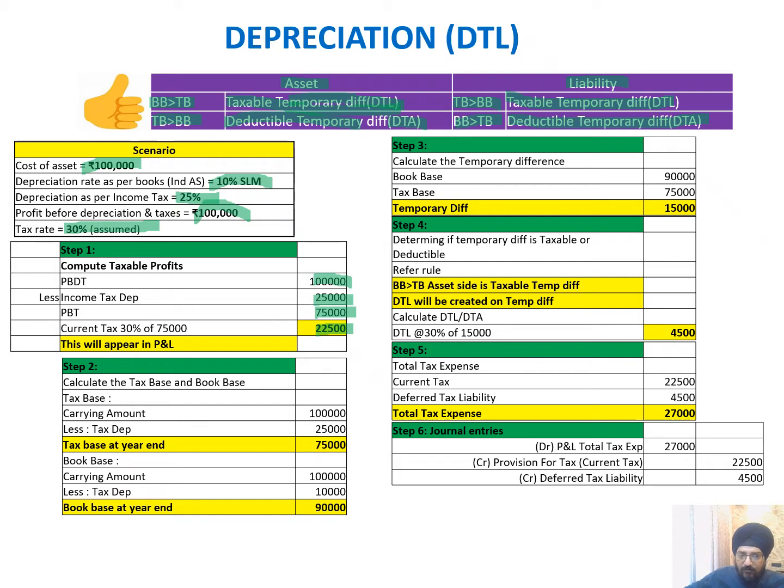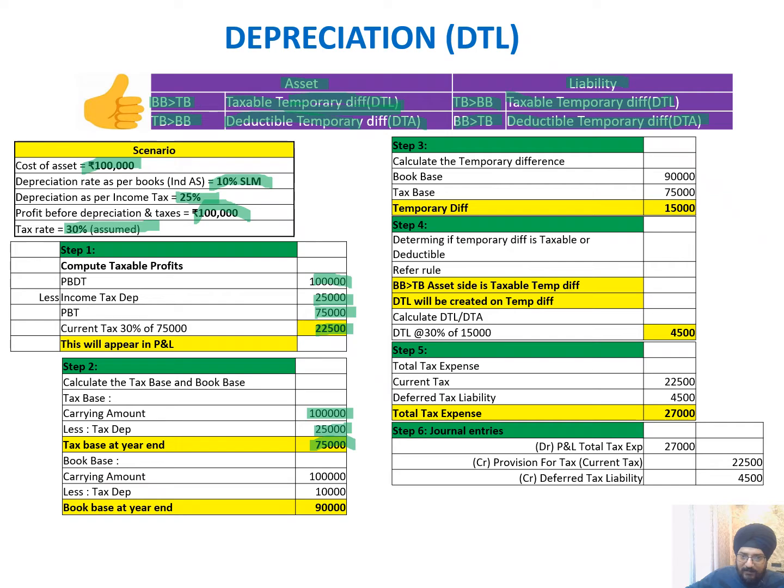In step two, we have to calculate the tax base and the book base. First, the tax base. My carrying amount of the asset as per the tax base is 1 lakh, as per the initial recognition in the books of account, less depreciation as per the income tax, which is 25,000, which is deducted to get the taxable profit. And my tax base is 75,000.